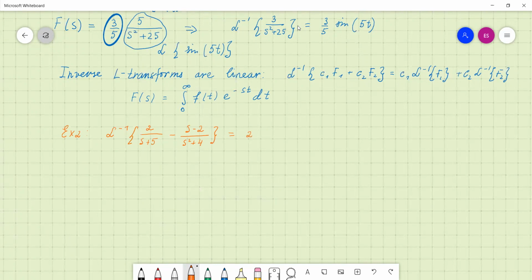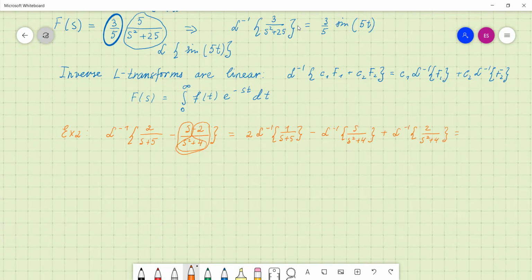So watch how I do this. It's 2 Laplace inverse of 1 over s plus 5, minus Laplace inverse of s over s squared plus 4. I'm splitting this fraction into 2 fractions, number 1 and number 2. Because we do have a minus already and there is one more minus, we are going to have just Laplace transform inverse of 2 over s squared plus 4, right?